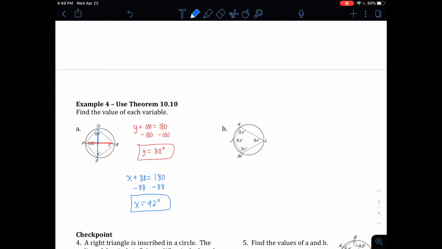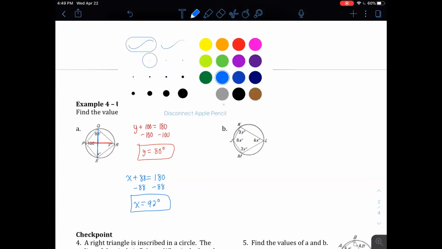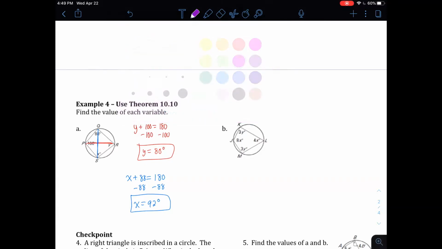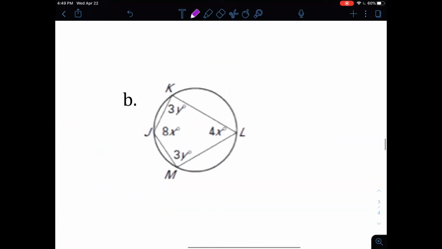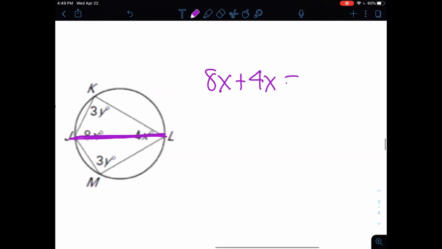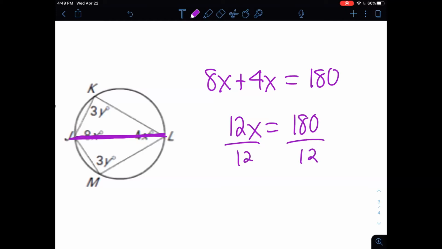Okay. Why don't you guys try example B on your own? It's going to be kind of the same thing, except now you have variables in both numbers there. Give it a try. All right, so again, we have a quadrilateral that's inscribed in a circle, so these opposite angles are going to be supplementary, not congruent. So 8x plus 4x are going to add up to how many degrees? 180. Okay, so what's 8x plus 4x going to be? 12x. So we divide by 12. x is going to equal 15 degrees.